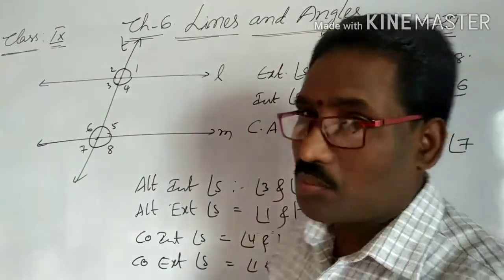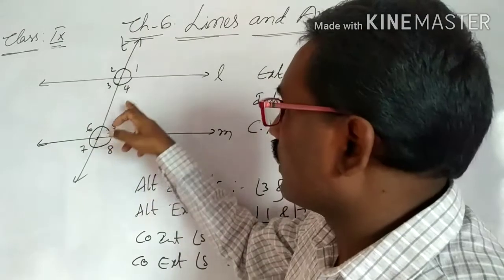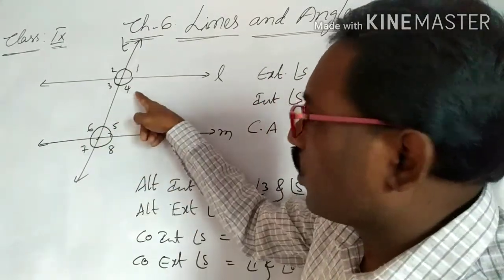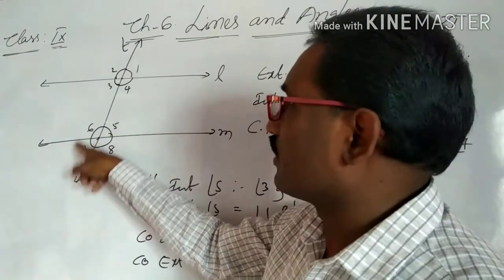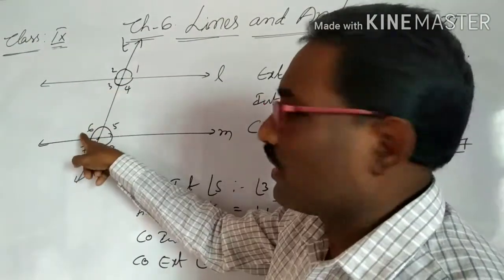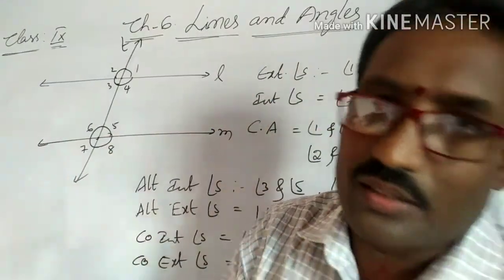Next, corresponding angles. Angle 1's corresponding angle is 5. You tell, I will ask now. Angle 4's corresponding angle, angle 8. Angle 2's corresponding angle, angle 7. Sorry, angle 2's corresponding angle is angle 6. Angle 3's corresponding angle, angle 7.